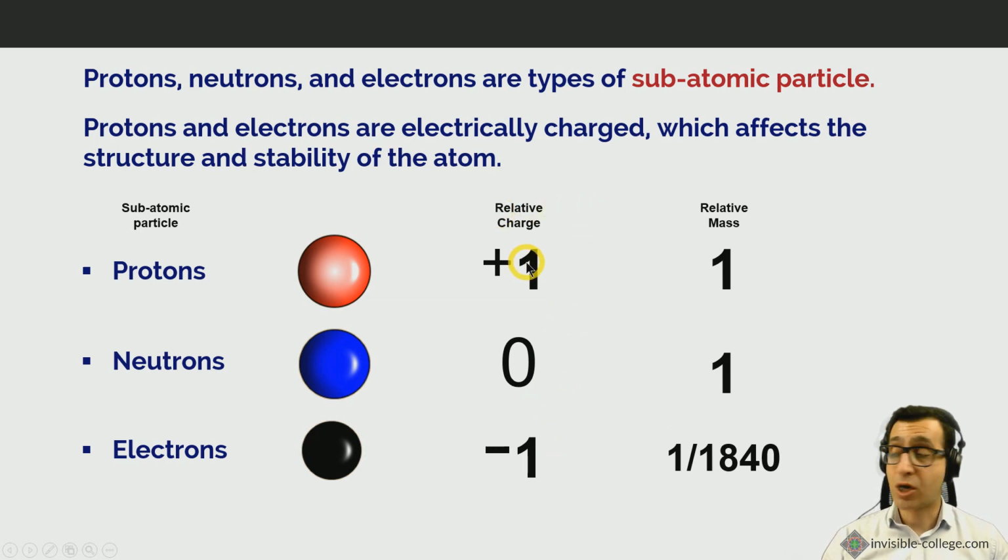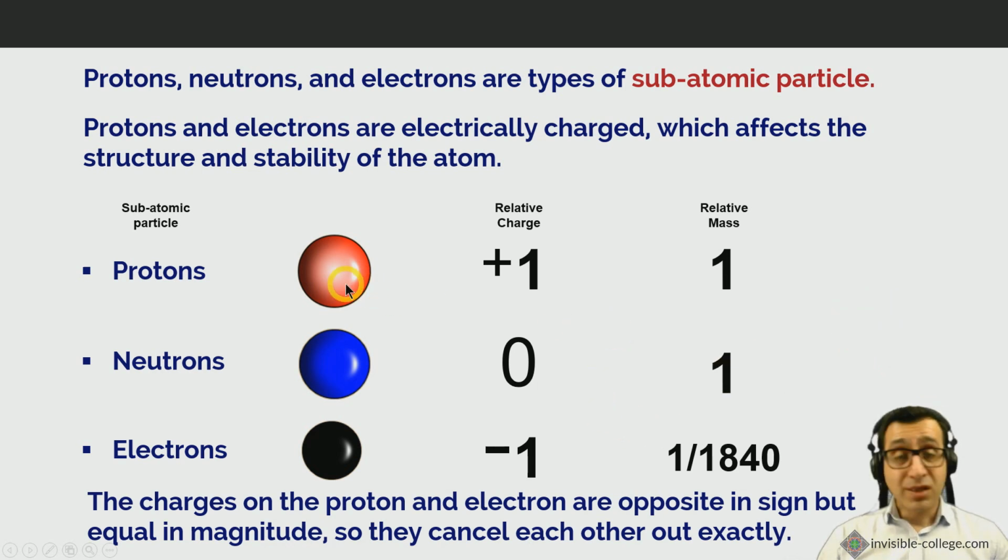Instead, we use relative charges, comparing the charge of a proton to that of an electron and vice versa. So neutrons have no overall charge, they are electrically neutral. Protons have 1 unit of positive charge, and electrons have the same amount of charge, but it's negative. And the relative masses of the proton and the neutron and the electron we discussed earlier on.